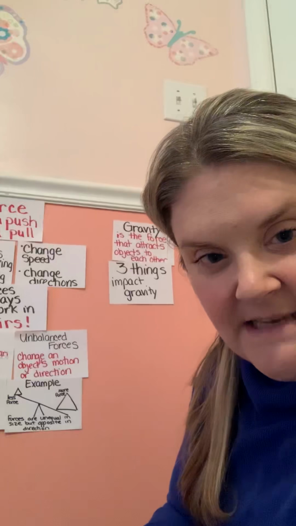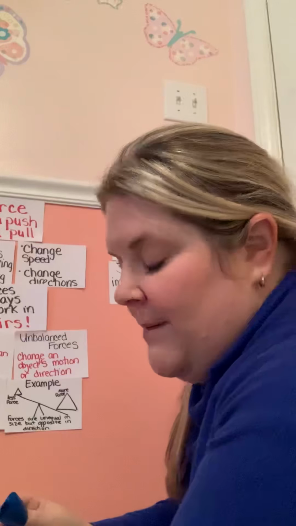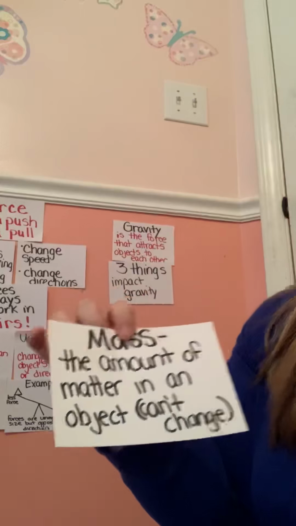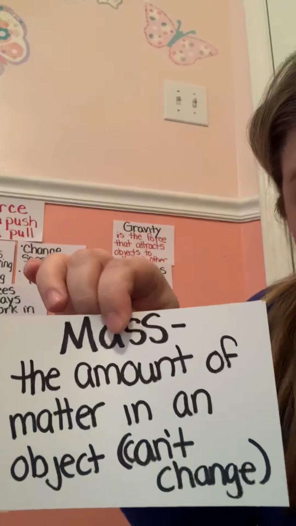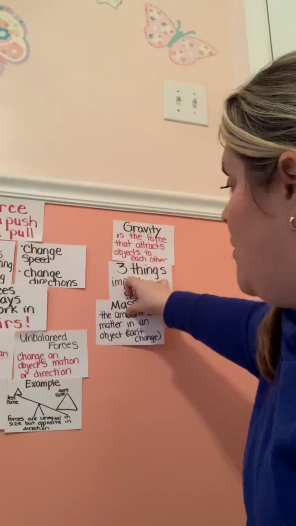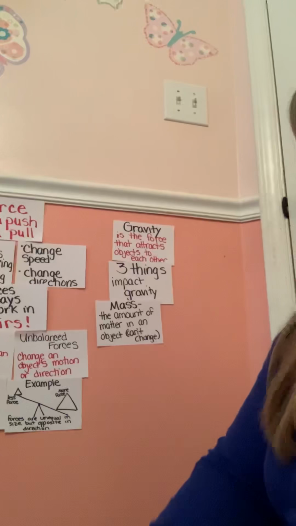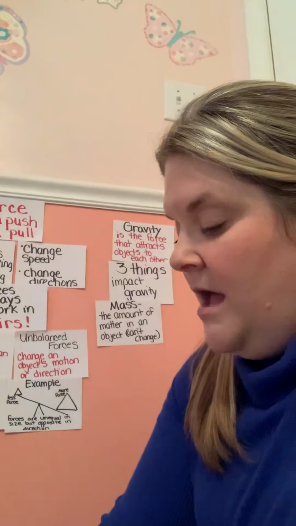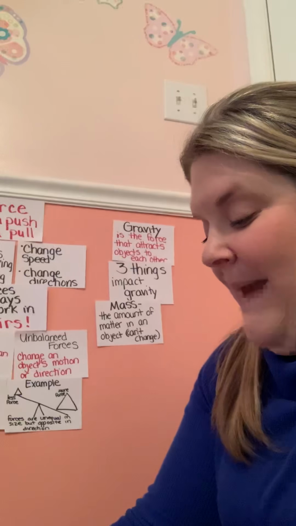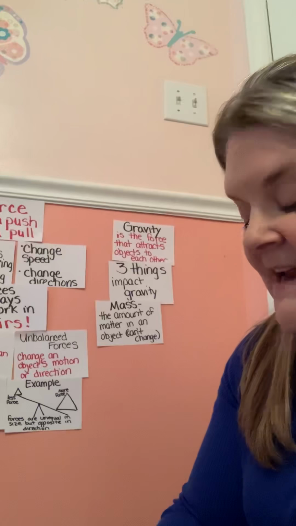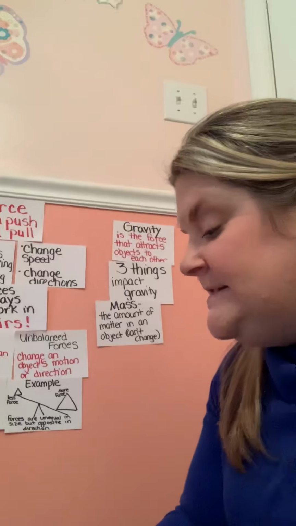Mass. We all know what mass is. We've talked about mass before. Remember, mass is the amount of stuff, the amount of matter inside of an object. It cannot change. Mass will stay constant. So here's our first one, mass: the amount of matter in an object, it can't change. The way that mass impacts gravity is if something has more mass, then its pull of gravity is going to be greater. So if we take a look at my card example here.